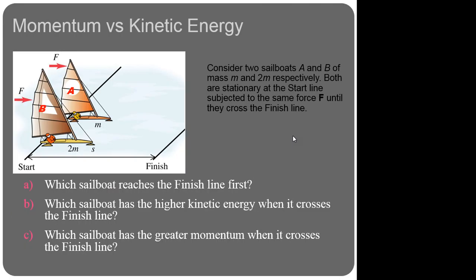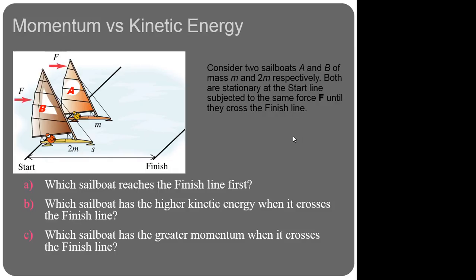Next, momentum versus kinetic energy. All right, so this is an interesting question, right? Two sailboats, A and B, of mass m and 2m. So A is mass m, B is mass 2m. I think this is not in your notes. Okay. They are both at the start line, and they are subjected to force F until they cross the finishing line.